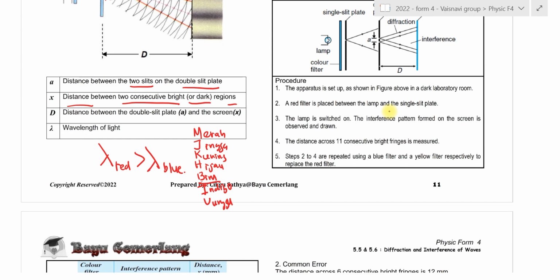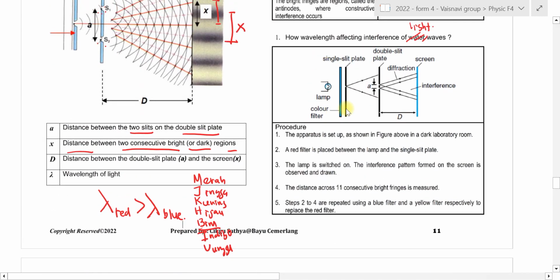Okay, jadi kita buat macam ni. We take a lamp, we put a color filter. Kita boleh filter color dia. Okay, first you put red filter. Your lamp is switched on and then you observe the interference pattern. Okay, and then measure the distance across 11 consecutive bright fringe. Nanti kita akan bahagilah. Lepas tu kita ganti dengan blue filter and then yellow filter.